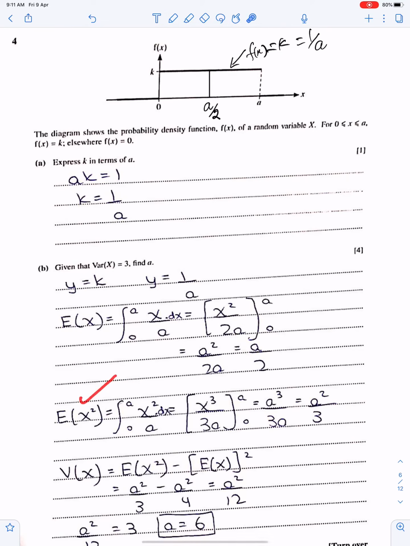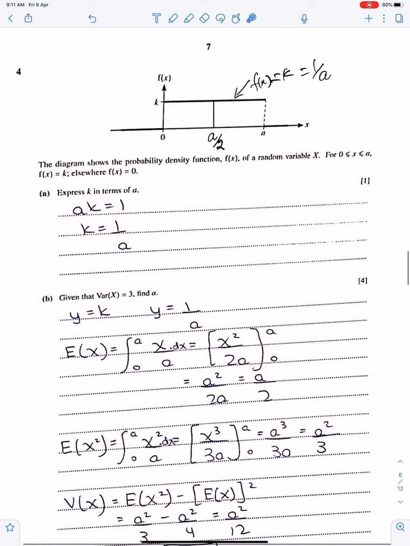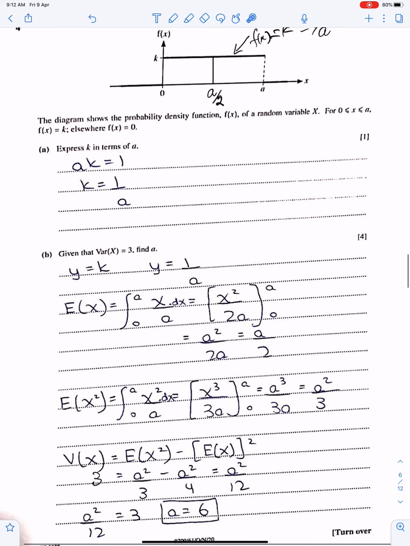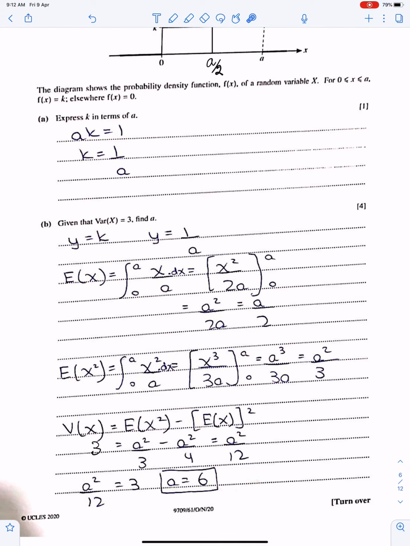Now get E of x square. So 0 and a are the lower and upper limits, and this is the function 1 upon a, so this will become x square upon a, and this is the answer for E of x square. Now this is the formula of variance, so substitute E of x square here, E of x whole square here, and variance is 3. You just need to equate this a square upon 12 with 3 and get the value of a. And your a must be positive because it is on the right hand side. And according to this domain, a is positive.